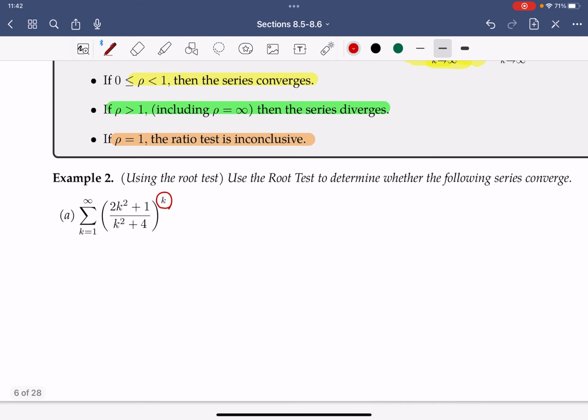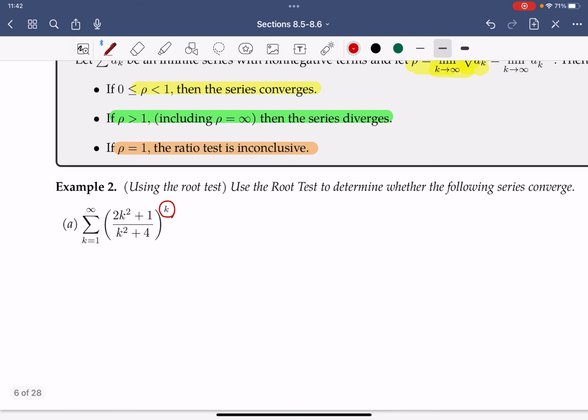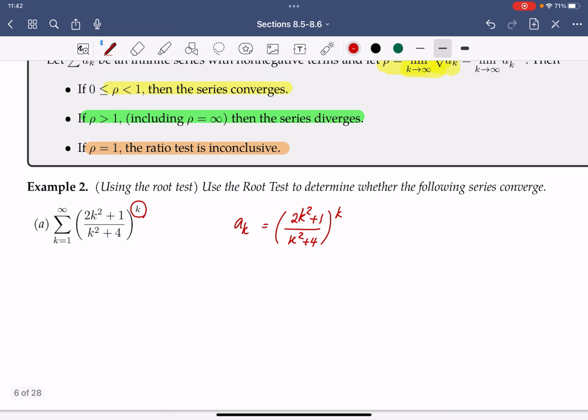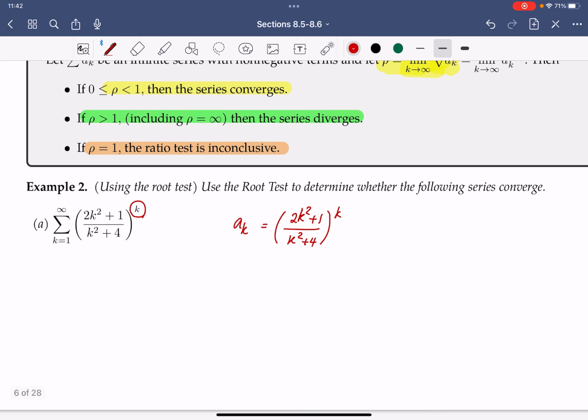What if you want to check the convergence of the series here? So you can say, my a_k now is ((2k^2 + 1)/(k^2 + 4))^k. If I didn't tell you beforehand that you have to use the root test, you would have to think this way: when I want to check the convergence of this series, can I use the telescoping series?